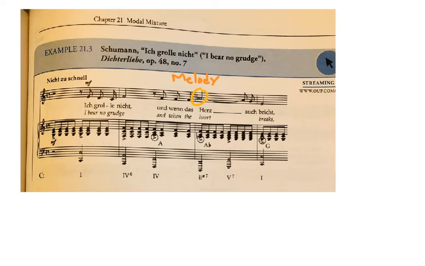This is a really beautiful song by Schumann called Ich grolle nicht, which means I bear no grudge, and that would be Old English. In our contemporary English, it would be like I am not mad at you, or I am not angry, or something like that. In any case, it's in the key of C major, and let's see if we can listen to the example once. Let's repeat it again.